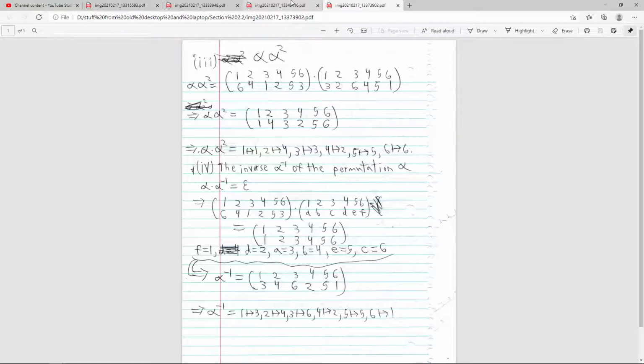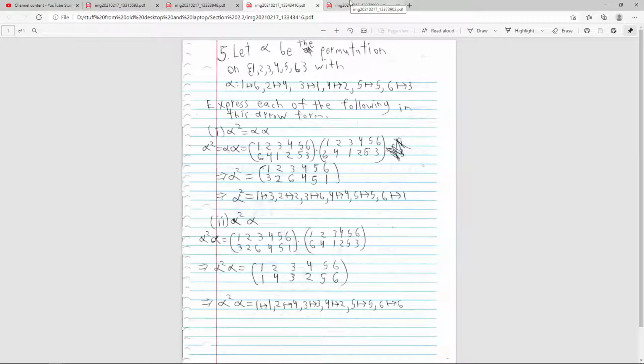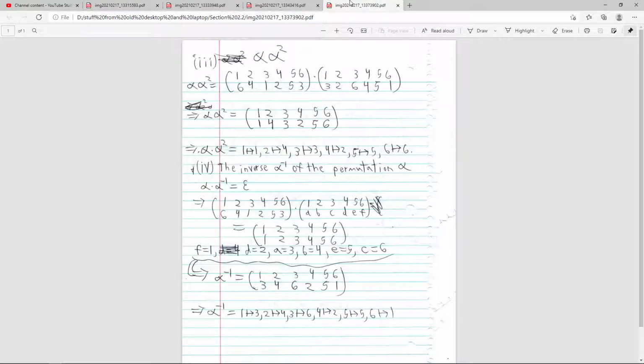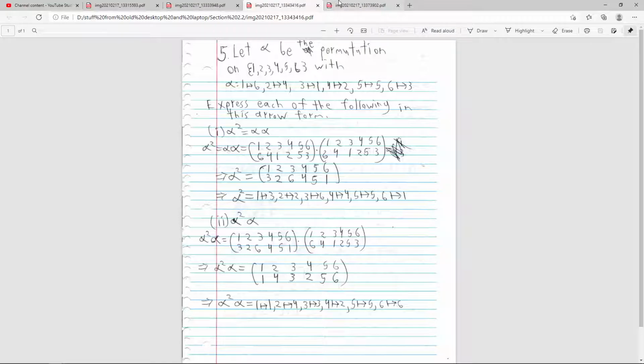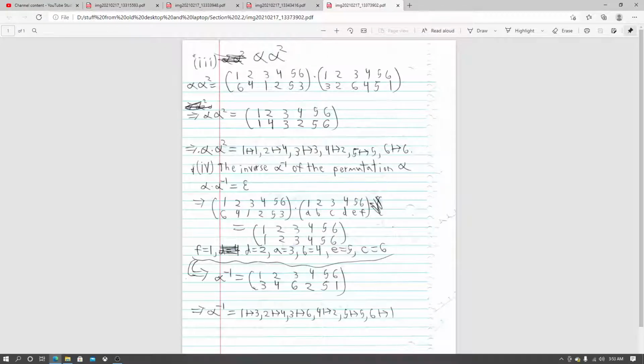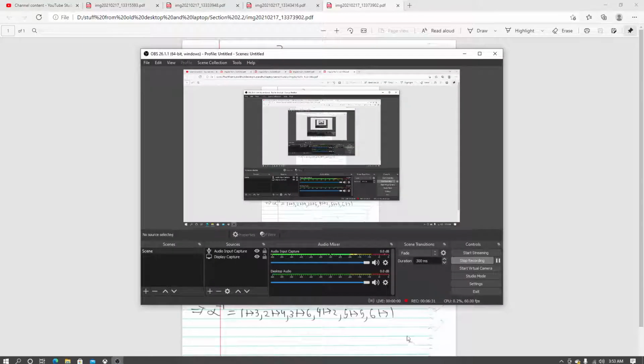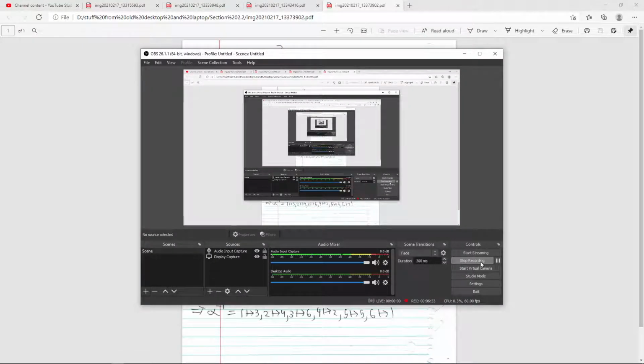Let me note that alpha squared alpha and alpha alpha squared I think are exactly the same. And that's it for this section on multiplication of permutations. It's very short and simple, you just have to read it and see what's going on. But the next one's not so generous.